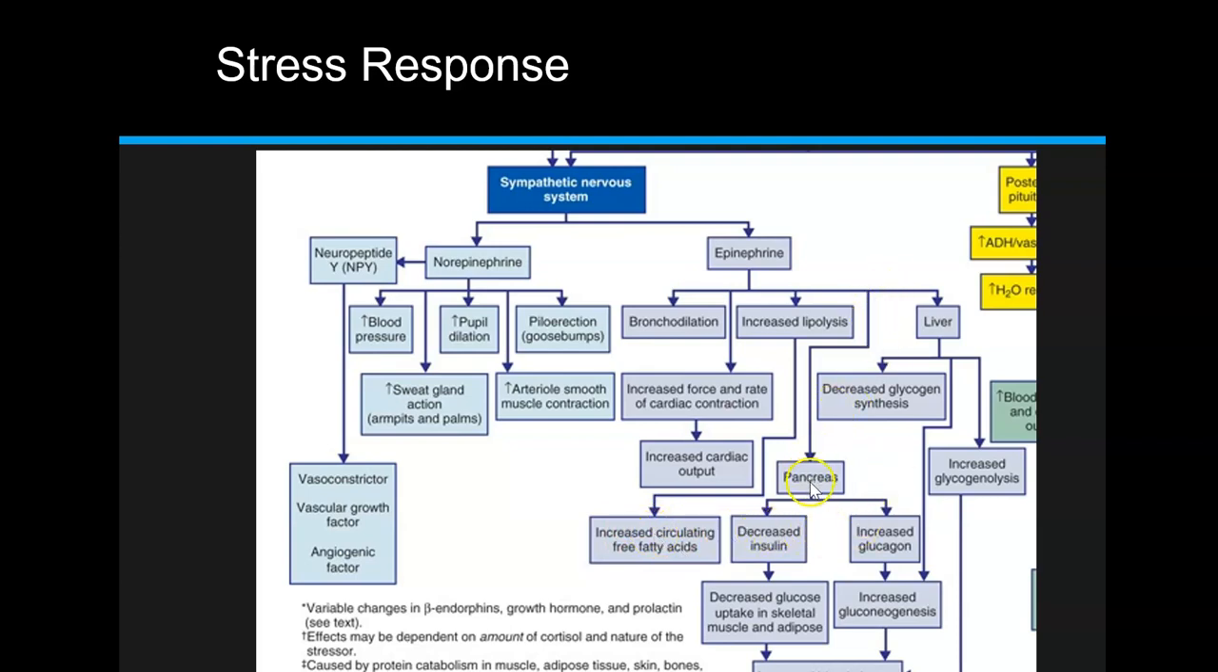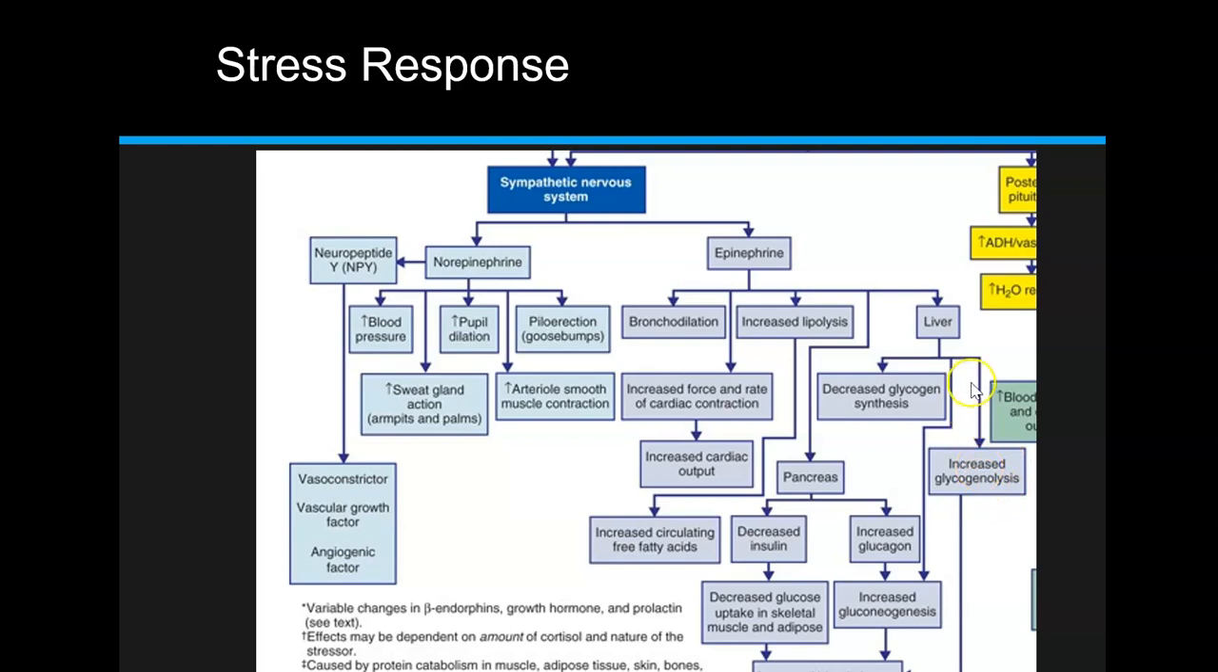And then we have also the effect on the pancreas. We have decreased insulin, which means your blood sugar is going to go up because insulin is not there to get glucose into the cells, but increased glucagon. So glucagon is going to say, let's go make gluconeogenesis, make some more glucose from non-glucose sources. So you have decreased glucose uptake in skeletal muscle and adipose, and more of it's floating around in the blood, and this will increase the blood glucose. I know you can't read it here, but that's what it says there.